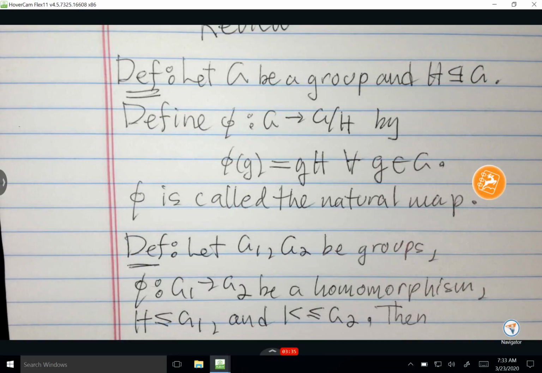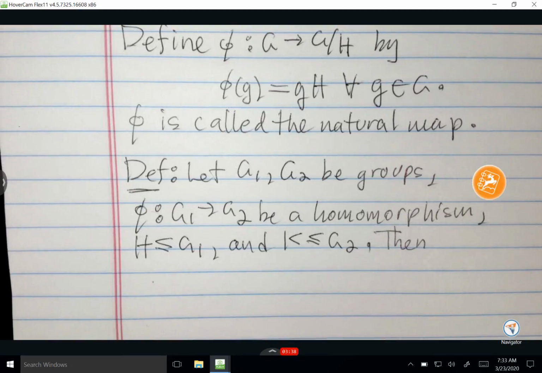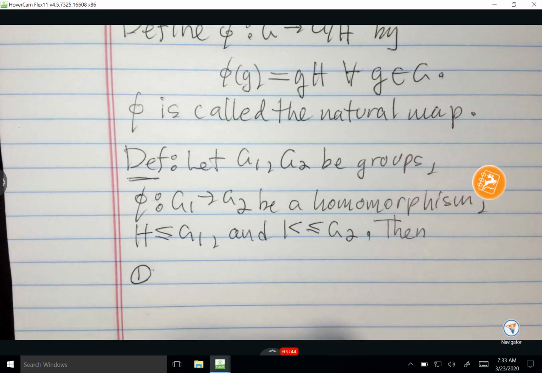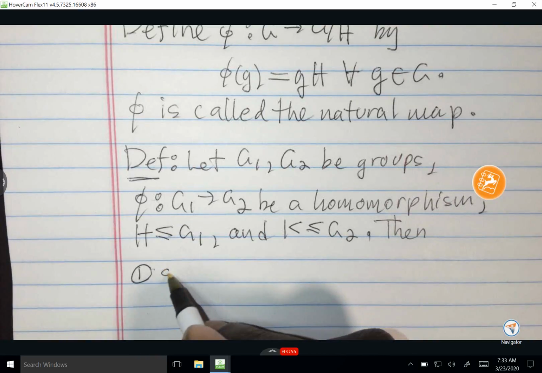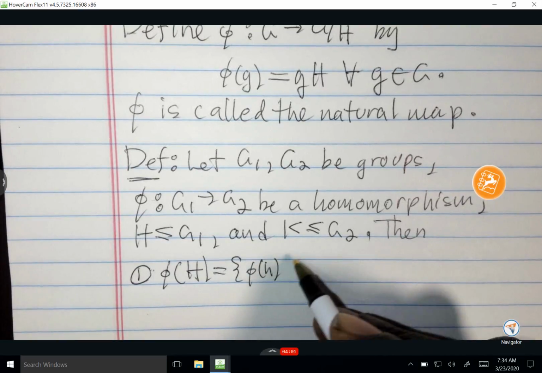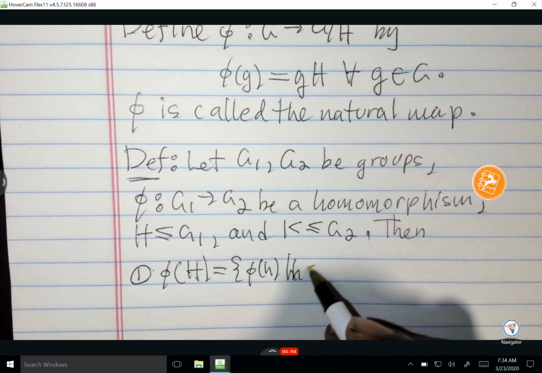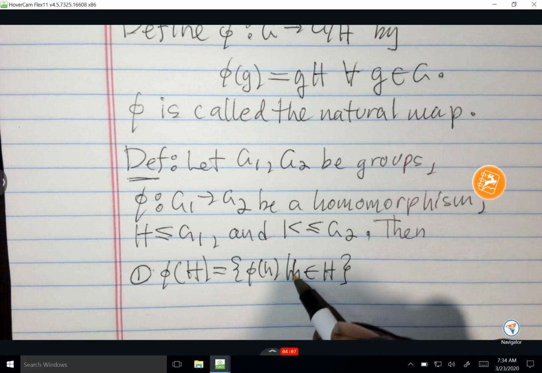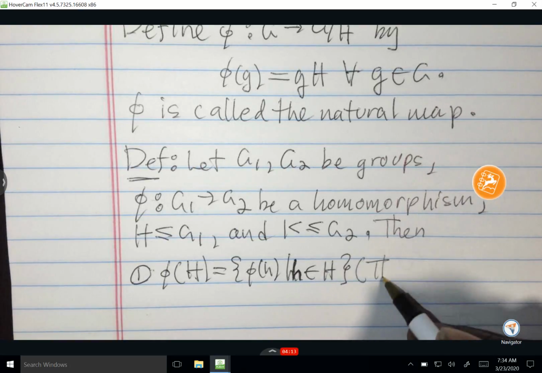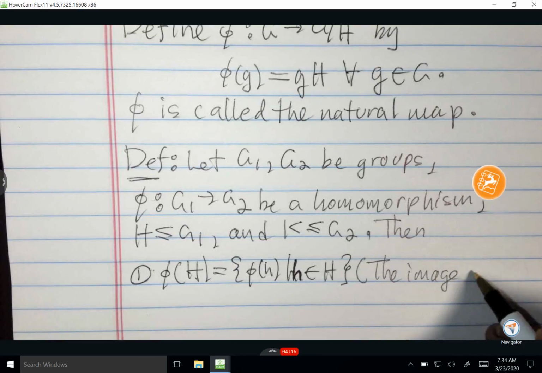Then thing 1. It's called the image of H. You can take phi of every element in H, put those answers in a bag, and you get a bag of elements in the group G2. That's called the image of H. The symbol for it is, of course, phi of H. So that's equal to the set of all phi of little h's, such that h is in H. And it's called the image of H.